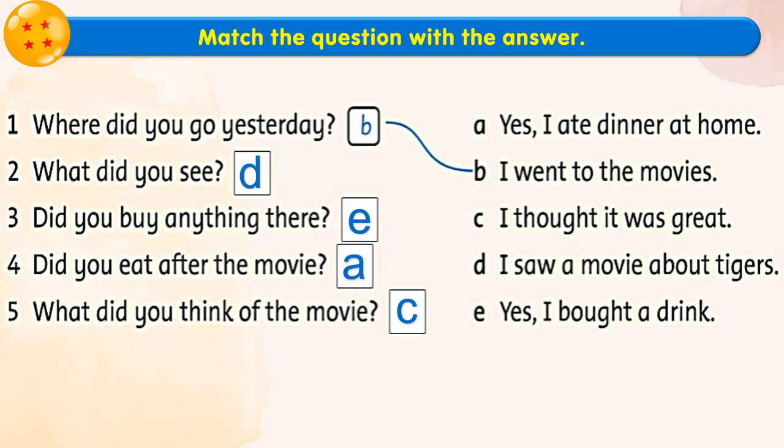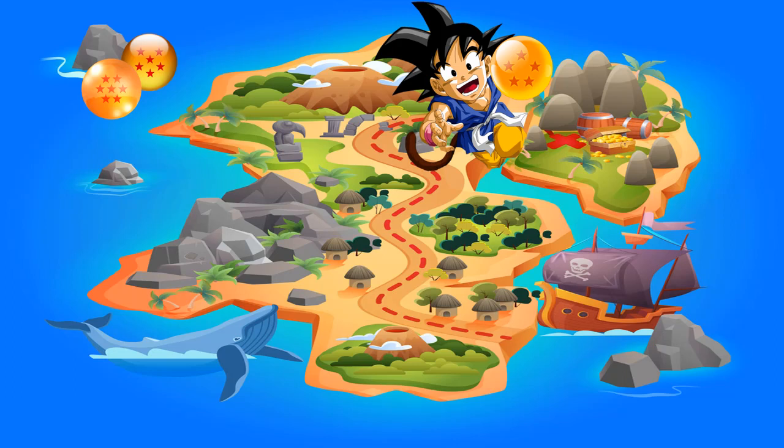Okay, so number 1 we have B. Number 2 we have D. Number 3 we have E. Number 4 we have A. And number 5 we have C. The 5th Dragon Ball.